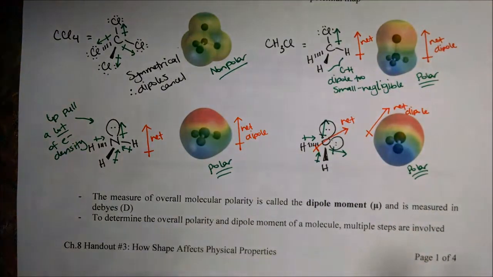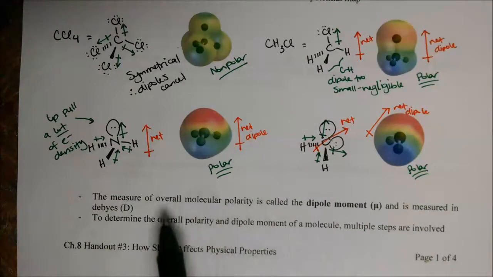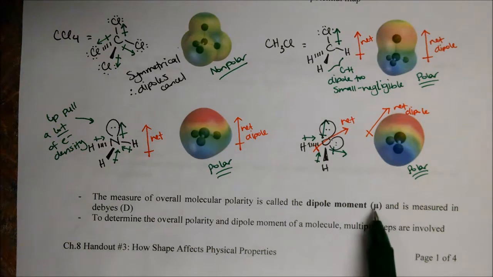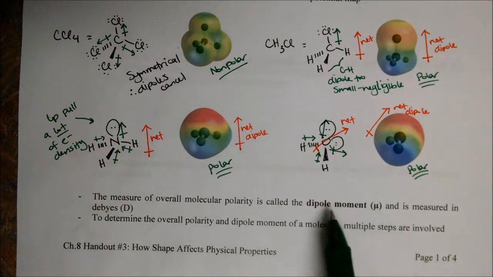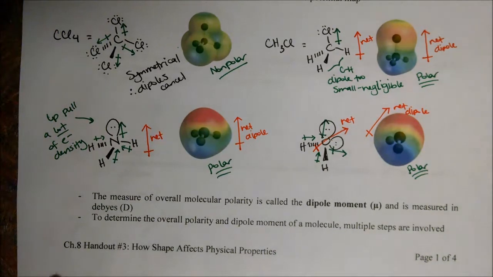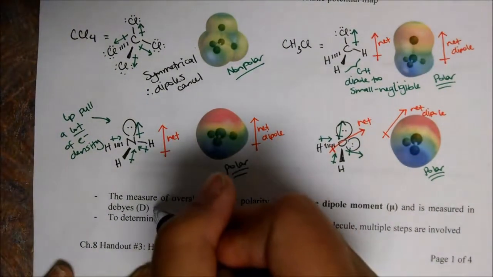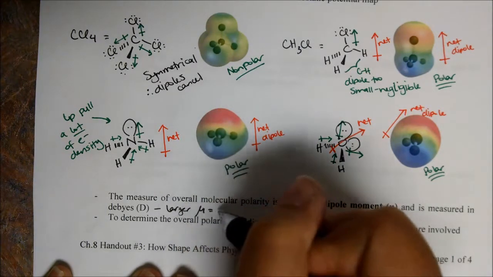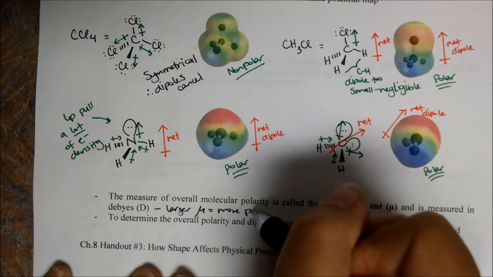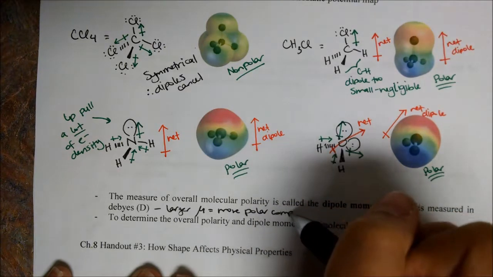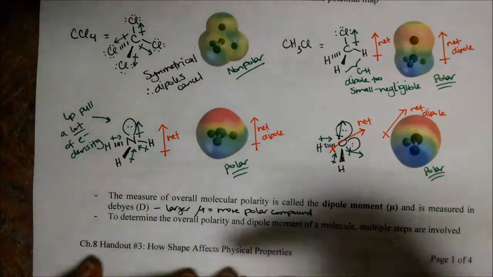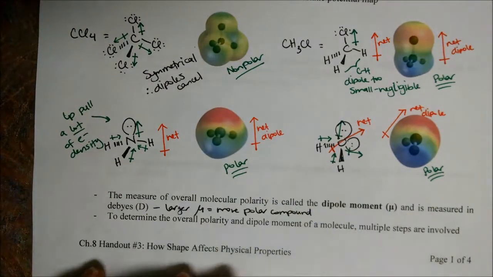We can't actually measure the polarity of a molecule. We can measure it, okay? It's called the dipole moment of the molecule, and it's given in Debye. The short form is mu for the dipole moment. The larger the mu, the more polar the compound. So it's a measure of the strength of the dipole moment. The strength of this arrow is mu.